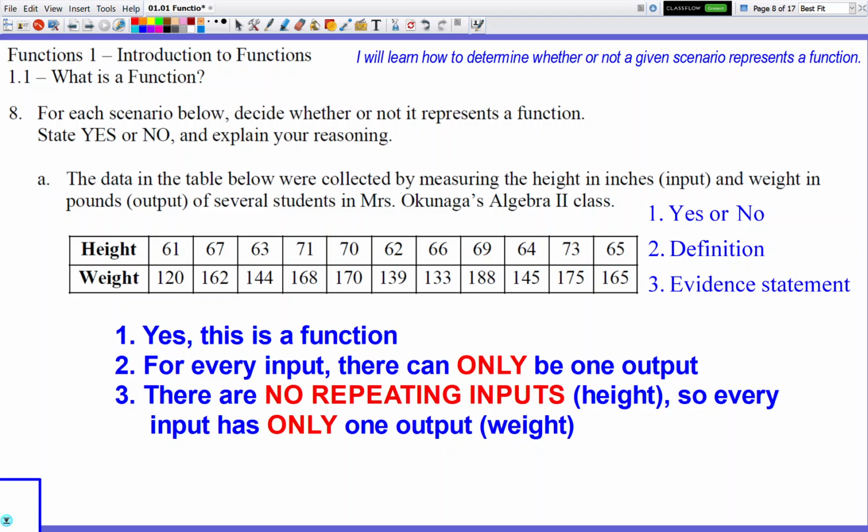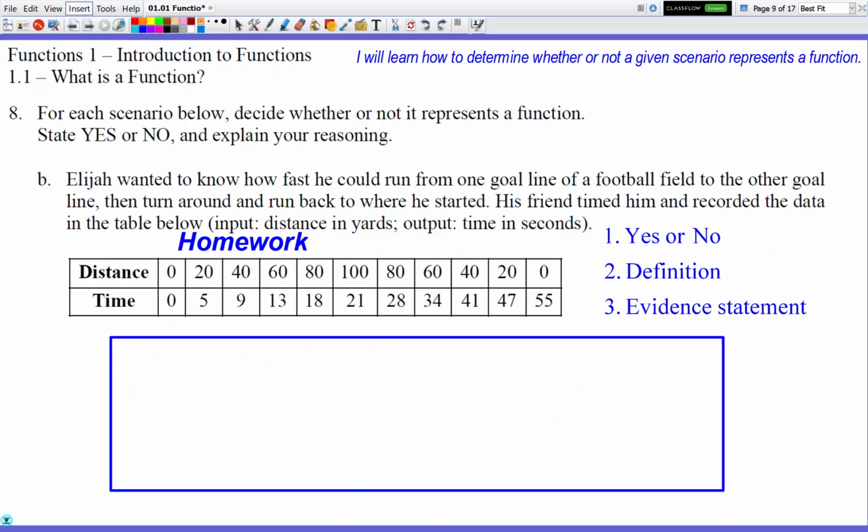So there are no repeating inputs, which in this case is our row of height values. So every input has only one output value, which is the weight. Notice how I kind of just regurgitated the definition in the evidence. You don't really have to regurgitate the definition in there, but the main thing is you have the no repeating input statement in there. So don't forget about that. Okay, so let's look at 8b. This is going to be your first problem you do for homework. When you do 8b for homework, you're going to have yes or no, you're going to have the definition, and you're going to have an evidence statement. So don't forget to have those 3 things.